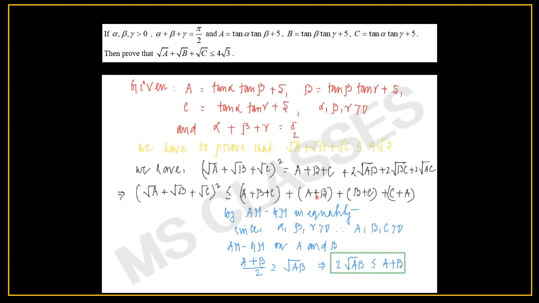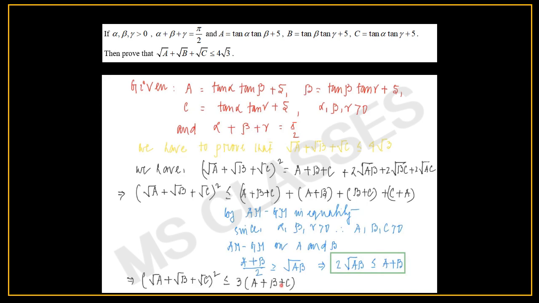So for this expression we can say that √A + √B + √C squared is less than or equal to this. Now this means 2A + 2B + 2C + A + B + C. So from this we can say that (√A + √B + √C)² ≤ 3(A + B + C).